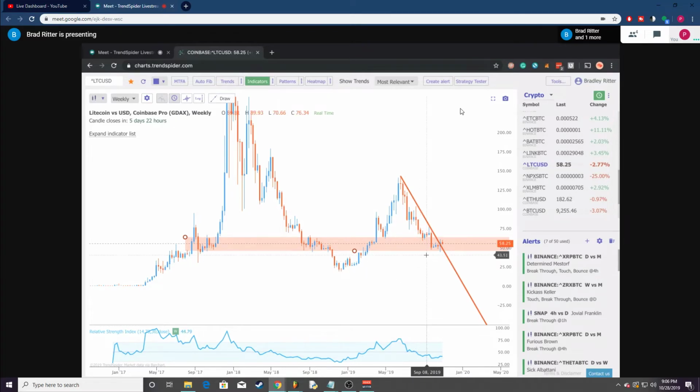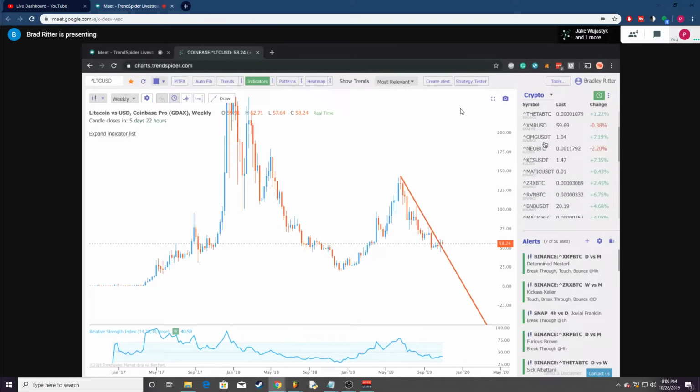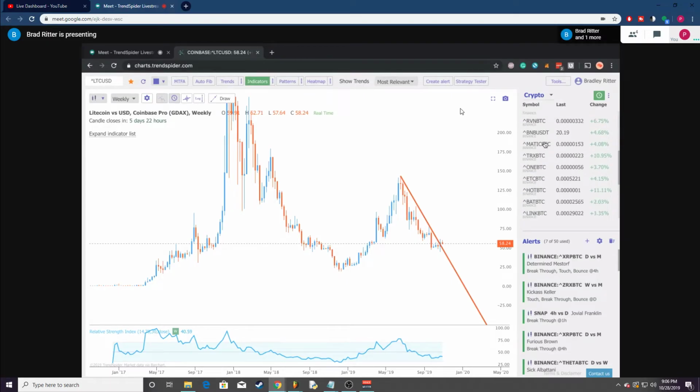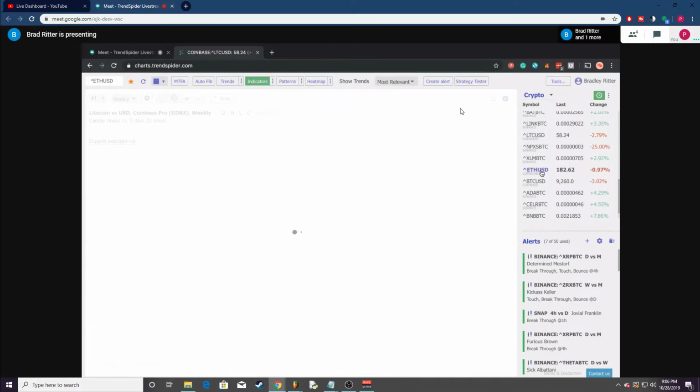What you definitely want to watch out for is a break of this, because this is going to be a hard level to hold. But I think it looks pretty good, especially on the USD side. Litecoin's one that I've been interested in. I got a decent chart for ETH here too that I can go over real quick.